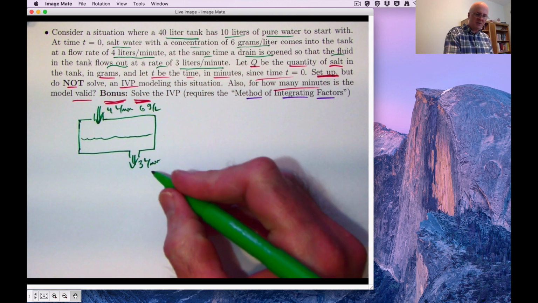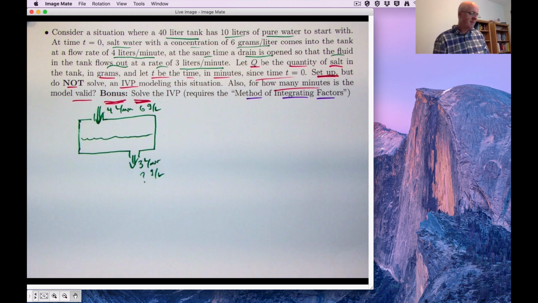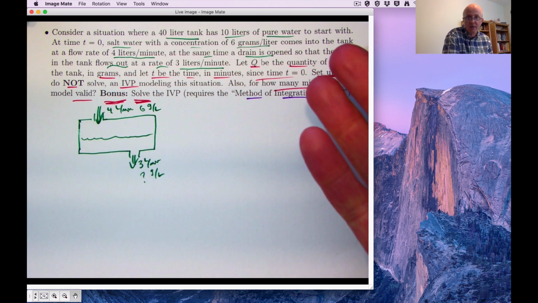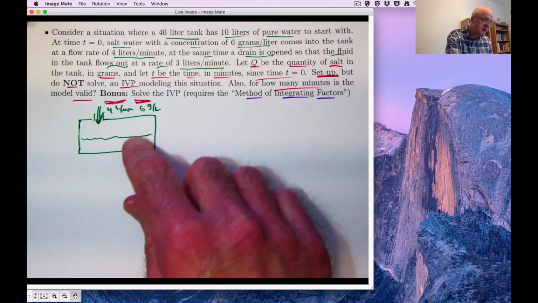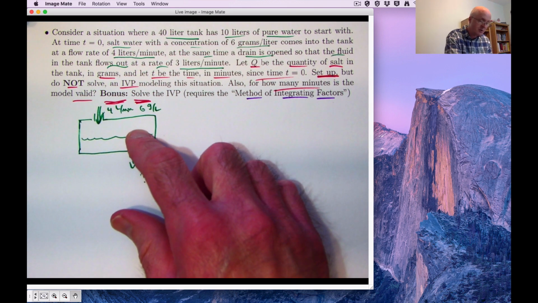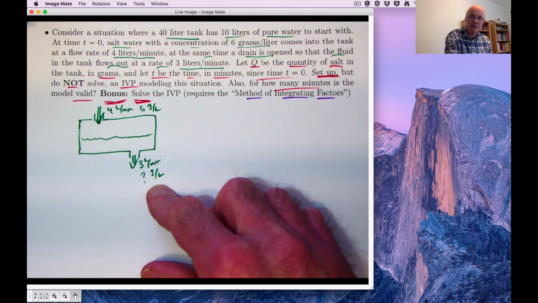What's the concentration? I'll put question mark concentration, grams per liter. And that question mark is not constant. It's going to vary. Right away at the start, there's no salt in there, it's going to be zero grams per liter. But then salt comes in, mixes instantaneously. 1 millisecond later, you start to have some salt coming out as well. And since the concentration is going to increase over time intuitively in the tank, this is going to increase over time as well.